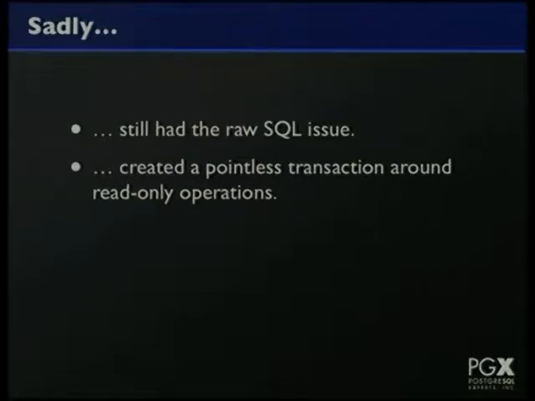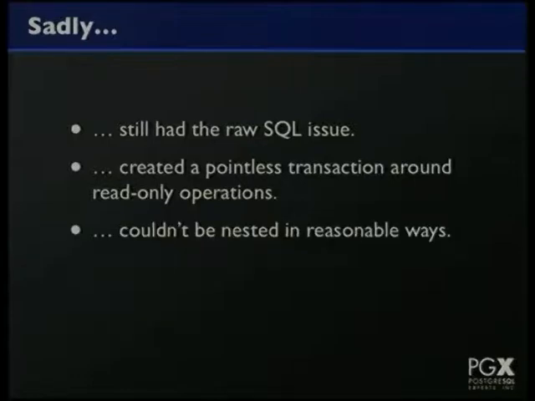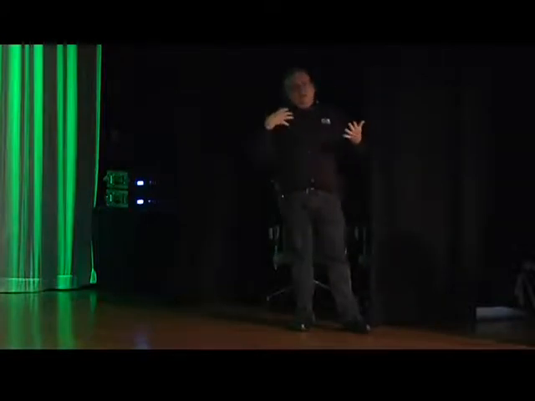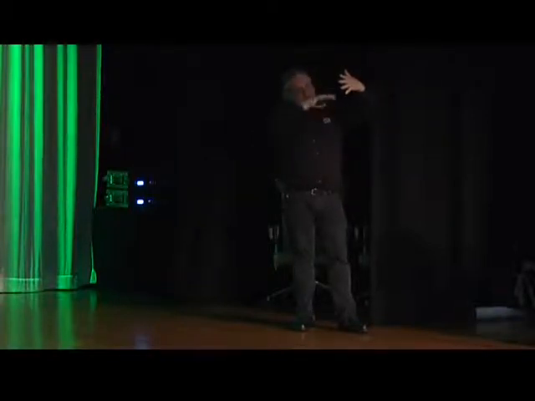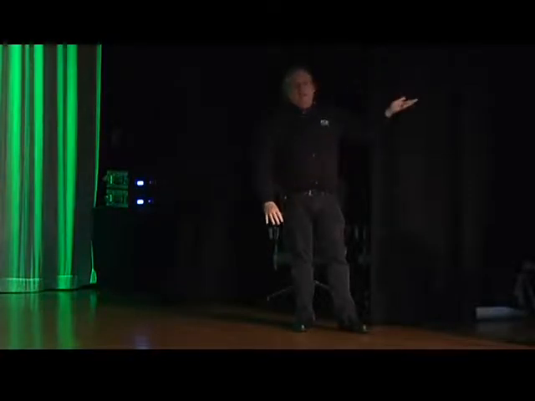It still created this pointless transaction around read-only operations, which is not a big deal, but every little statement counts. And they couldn't be nested in reasonable ways, which doesn't sound that bad until you start writing code inside of code, and the outer code doesn't know whether or not it's being invoked inside of a transaction block or not. And so what would happen is this first level of code would open a transaction, the lower level code would do its stuff, and then issue a commit, which would commit the whole thing, including the caller. Very bad, kind of messy.